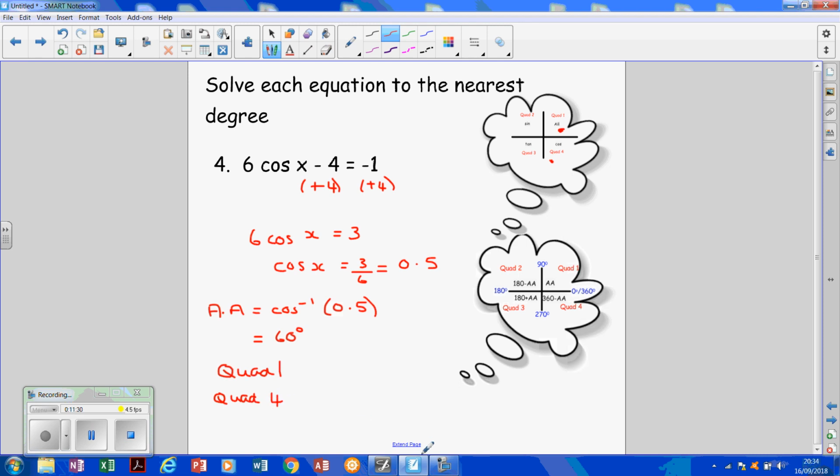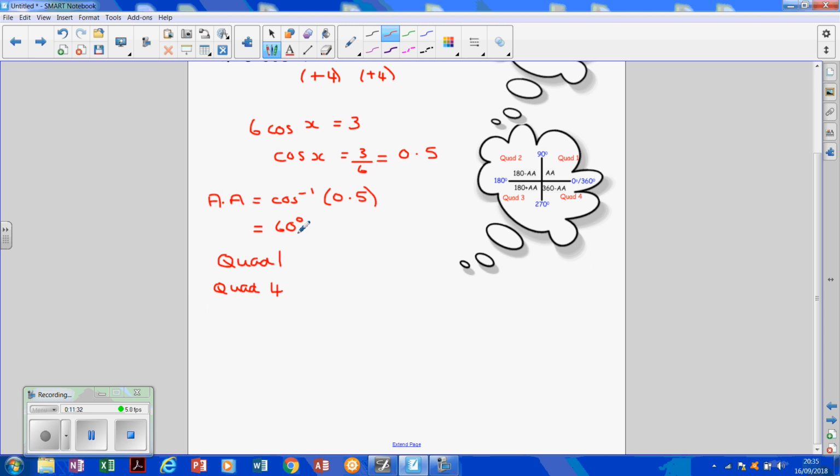Now we'll look at the second bubble to find out quadrant 1. What is my answer in quadrant 1? Quadrant 1 answer is the acute angle, so that's easy. It's just the 60 degrees that we've calculated. In quadrant 4, it's 360 minus the acute angle. So it's 360 minus 60 degrees, which turns out to be 300 degrees. So x is equal to 60 degrees and 300 degrees.